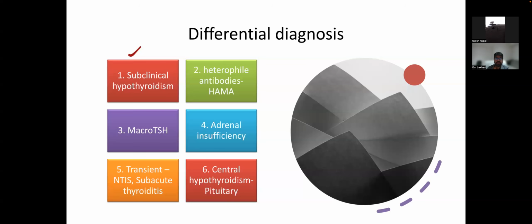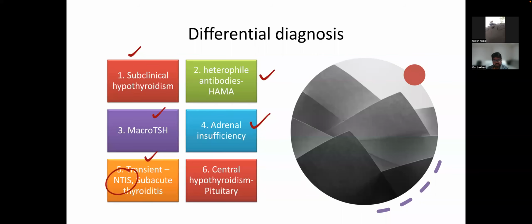You could have subclinical hypothyroidism, which is obviously what we are discussing. Patient could have heterophile antibodies. We'll discuss, these are very important points. Patient could have macro TSH. Some patients could have adrenal insufficiency and present in a similar way. Patient could have what is known as a transient subacute thyroiditis or a non-thyroidal illness.